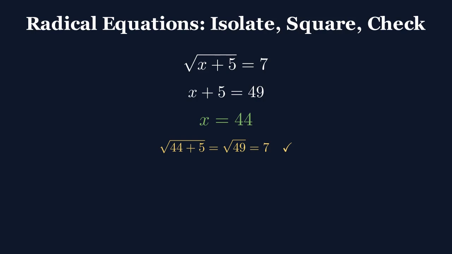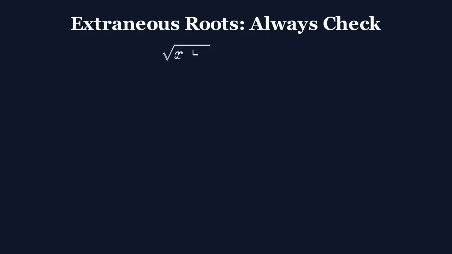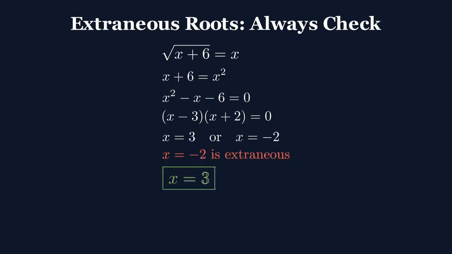Here is the danger zone, extraneous roots. Solve square root of x plus 6 equals x. Square both sides to get x plus 6 equals x squared. Rearranged, that is x squared minus x minus 6 equals 0. Factor to get x minus 3 times x plus 2 equals 0. So x equals 3 or negative 2. But checking matters. Negative 2 does not work in the original equation, so it is extraneous. The only solution is x equals 3.